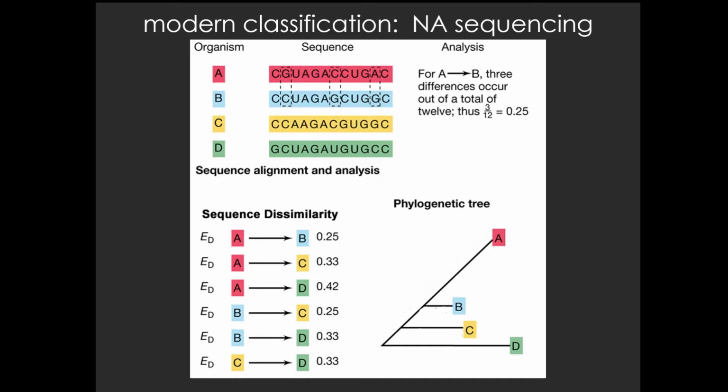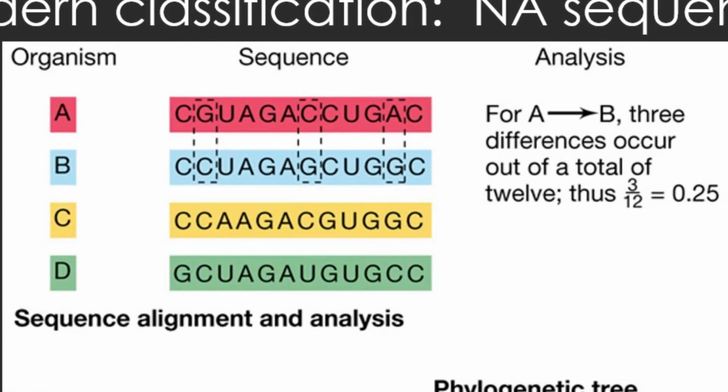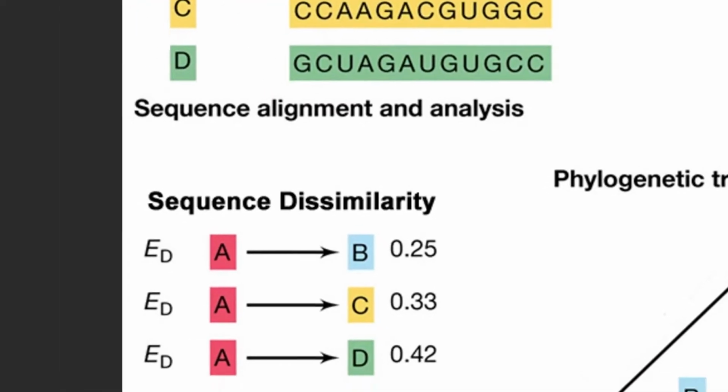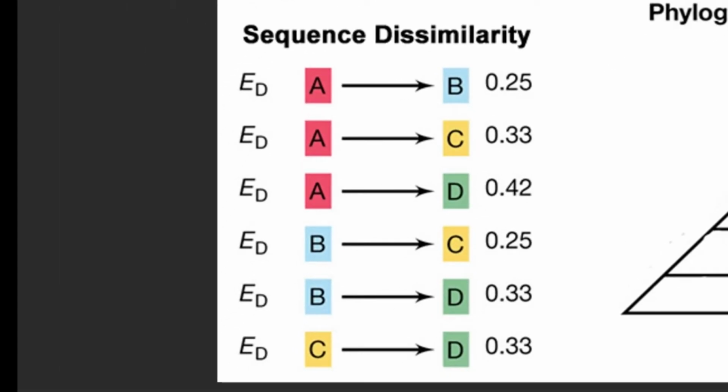So what you're looking at here is the nucleotide sequence, the RNA sequence, for 4 organisms. Organism A, whose 12 base sequence reads CGUAGACCUGAC. Organism B under there in blue, organism C in yellow, and organism D in green. When you compare organisms A and B, you notice that out of 12 total nucleotides, you have 3 differences. And if you take 3 and divide it by 12, you end up with a difference between those two of 0.25. So if you look down at the bottom here, you'll notice that the sequence dissimilarity between organism A and B is noted as 0.25.